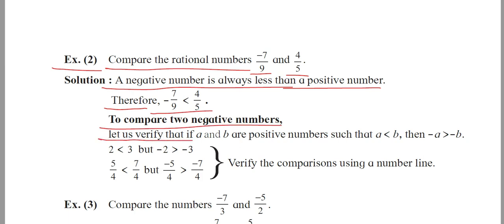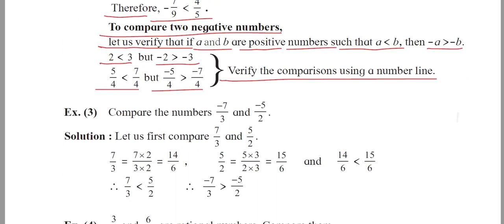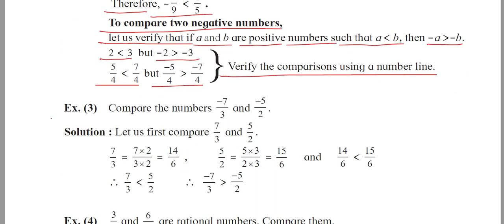To compare the negative numbers, let us verify that if a and b are positive numbers such that a is less than b, then minus a is greater than minus b. For example, 2 is less than 3, but minus 2 is greater than minus 3. That is, the smaller the positive number, the greater the negative number. 5 by 4 is less than 7 by 4, but minus 5 by 4 is greater than minus 7 by 4. Verify using the number line.